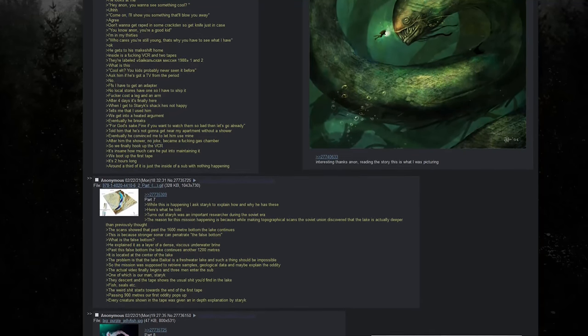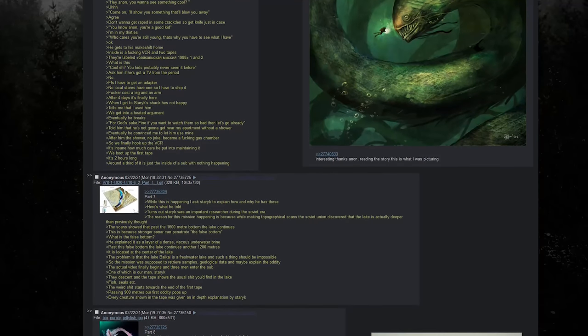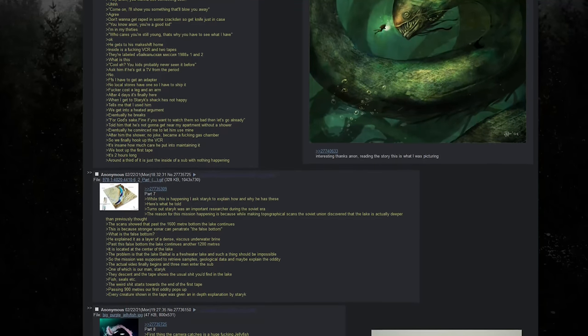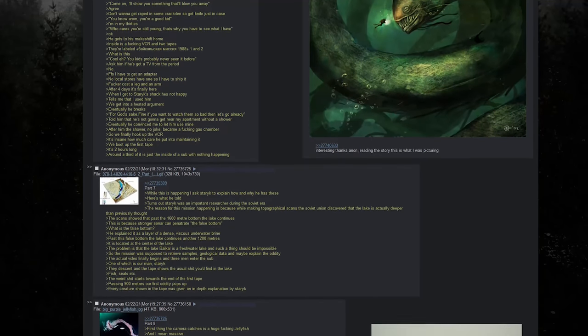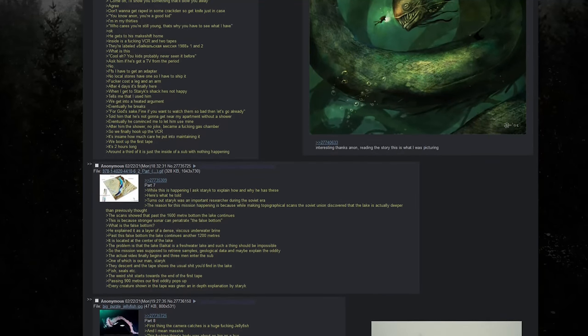Told him that he's not going to get near my apartment without a shower. Eventually, he convinced me to let him use mine. After him, the shower, no joke, became a fucking gas chamber.